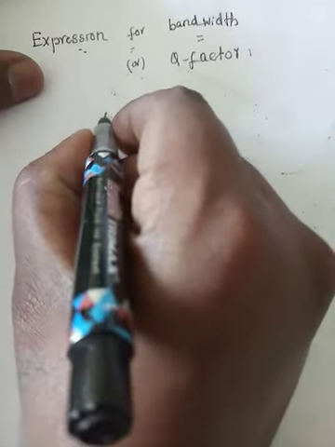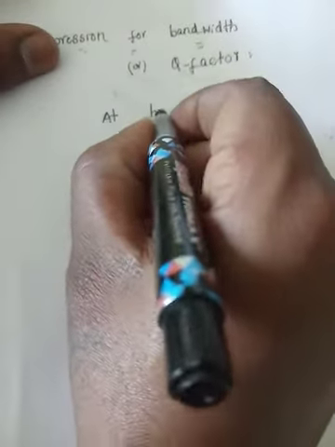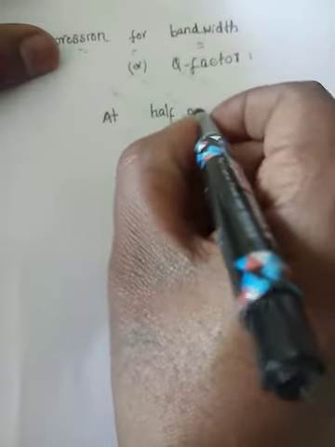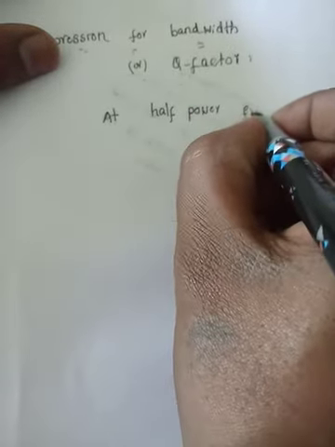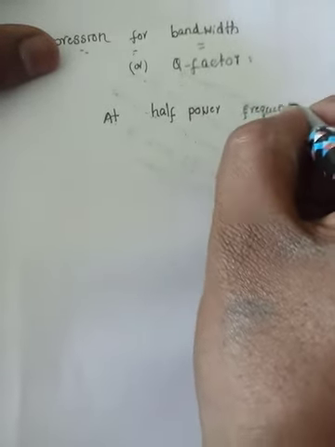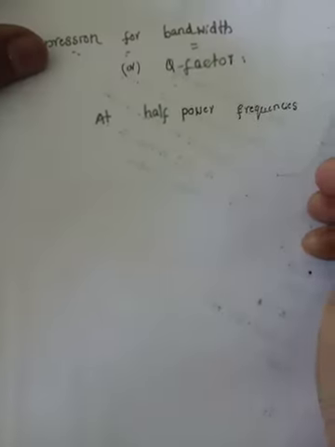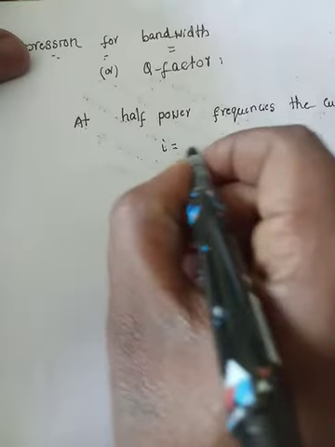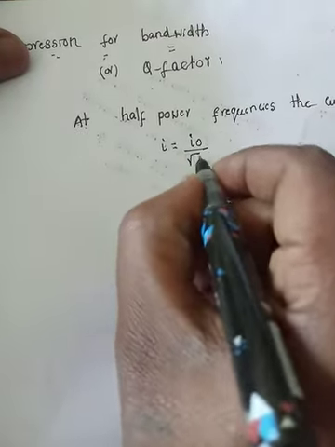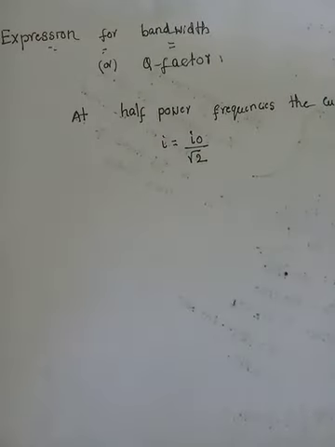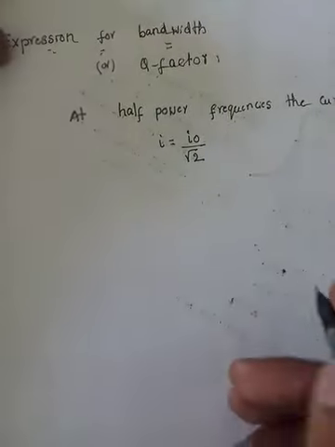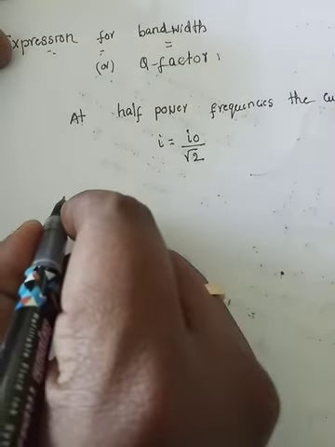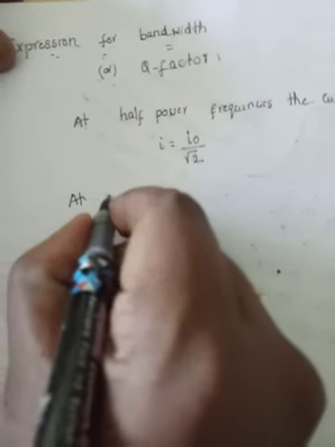What is the point we learned? At half power frequencies, what is the current? Current in the circuit is how much? I naught by root 2. Is it right? Let us assume one half power frequency. What is the general current in the circuit at any instant?